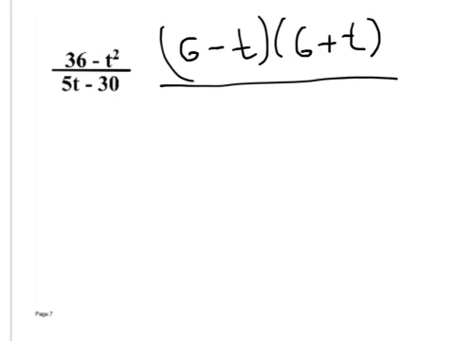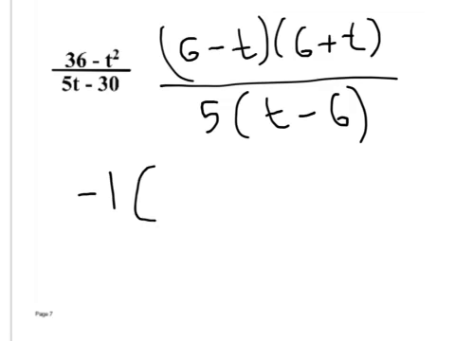Then 5t minus 30. I'm going to factor 5 out. We're left with t minus 6. And that's the same thing? Did they cross out? How can 6 minus t be crossed out with t minus 6? Are they the same thing? No, they're switched. Instead, what I can do is factor out negative 1 from 6 minus t.